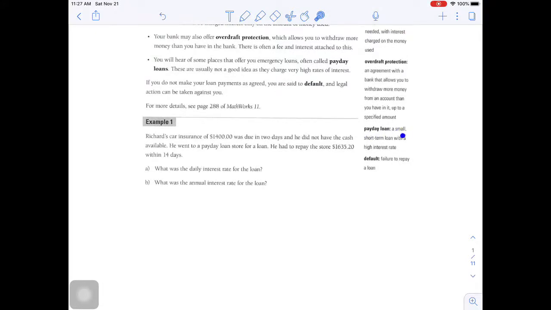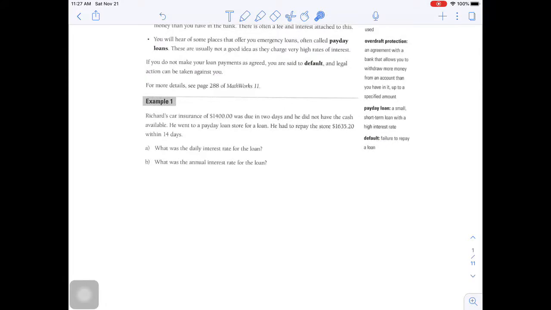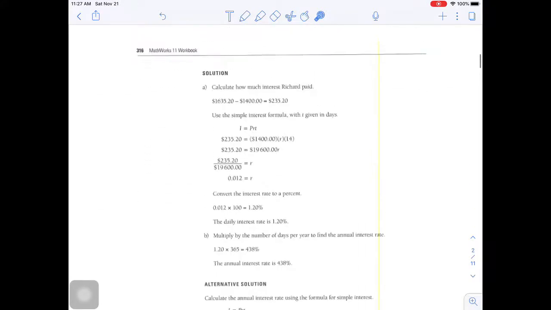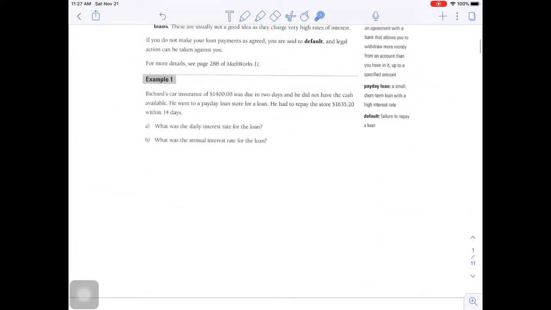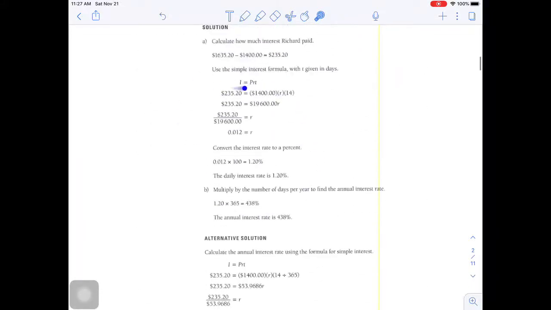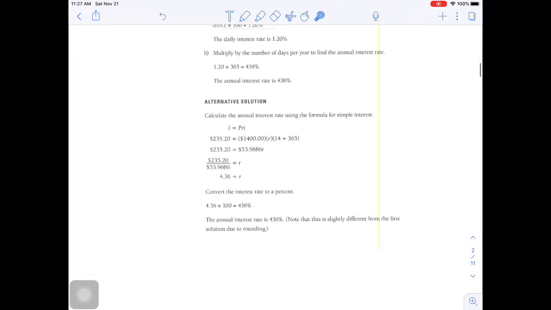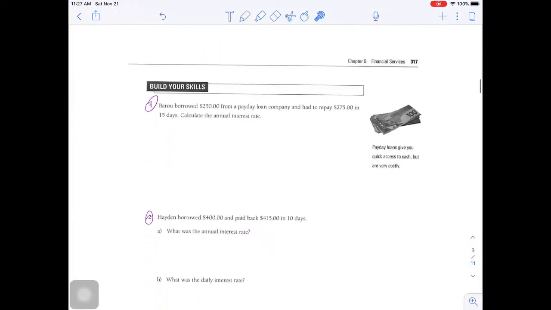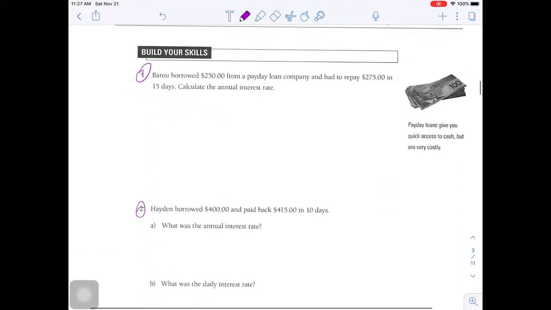Payday loan, so this is essentially like if you need money immediately, you can take out a payday loan. But it's a short-term loan and you have really, really high interest. So that means you pay a ton on top of it. And default means you didn't pay your loan back, which can get you in trouble. So again, look through the examples that are worked through here. And as you can see, we're going to be using this equation quite a bit because that's what loans work on. So let's do an example here.